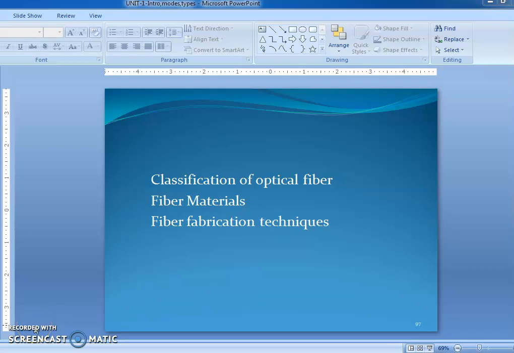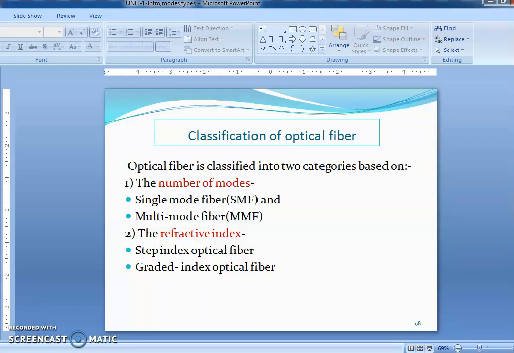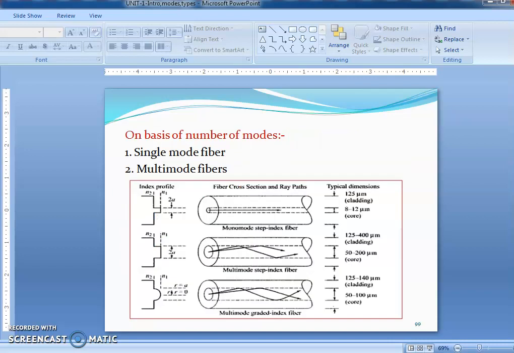Welcome to all. Today we are going to see about the classification of optical fibers, fiber materials and fiber fabrication techniques. First is classification of optical fibers. It is classified in two categories based upon the number of modes it supports and the refractive index profile. Depending upon the number of modes, it is classified as single mode fiber and multi-mode fiber. Depending on refractive index, it is classified as step index optical fiber and gradient index optical fiber.